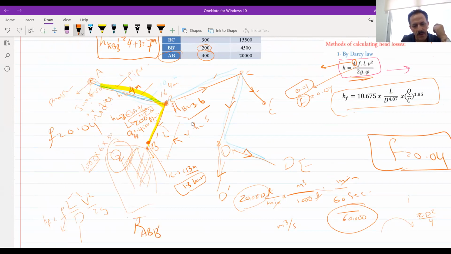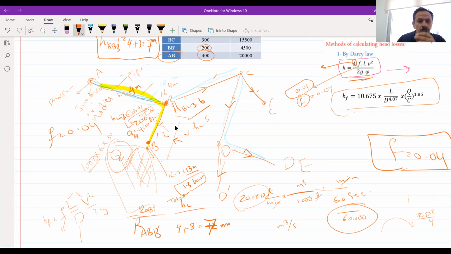And the total head loss for the route A, B, B bar is 4 meters for AB, plus 3 meters for BB bar, which is equal to 7 meters, right?